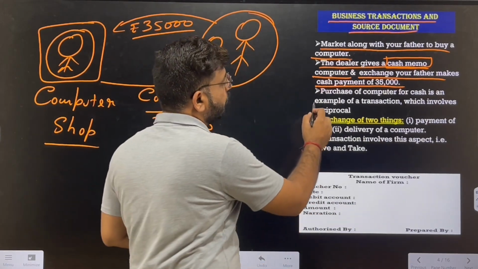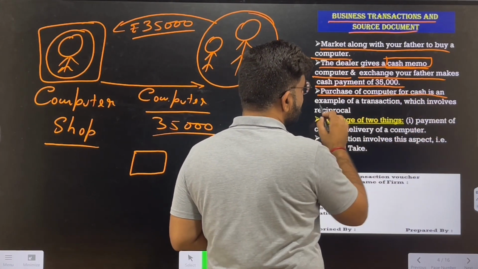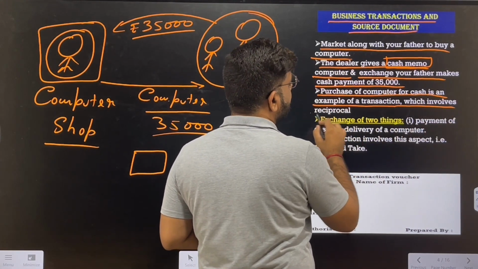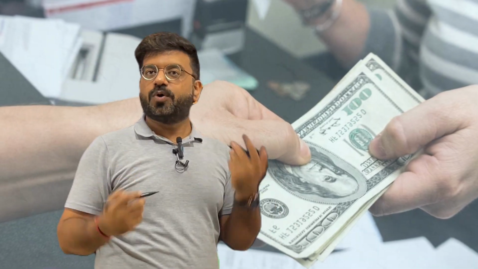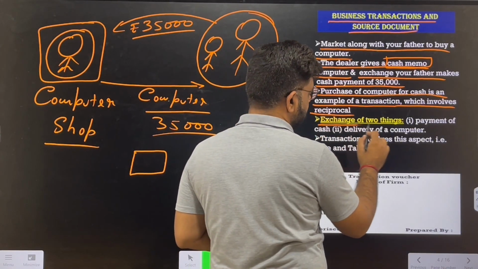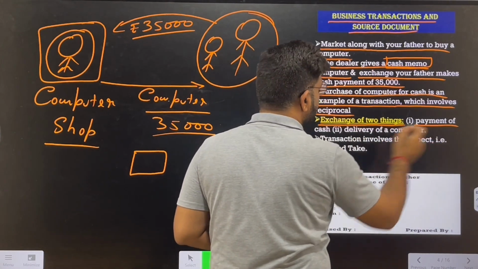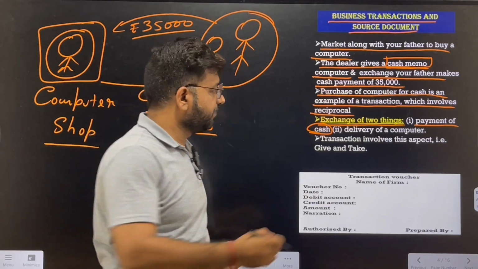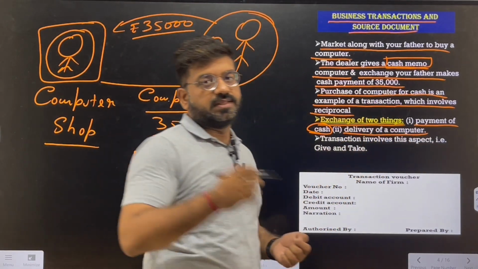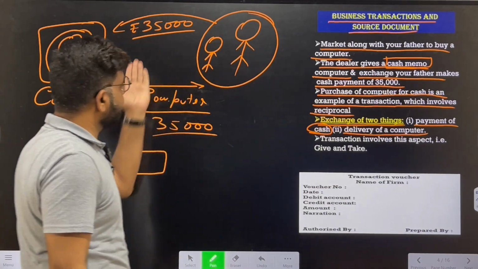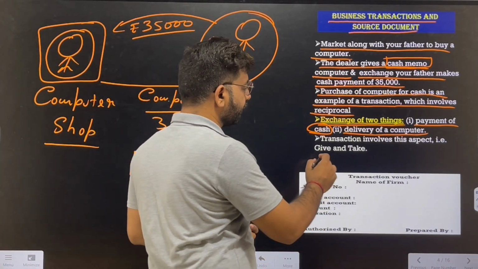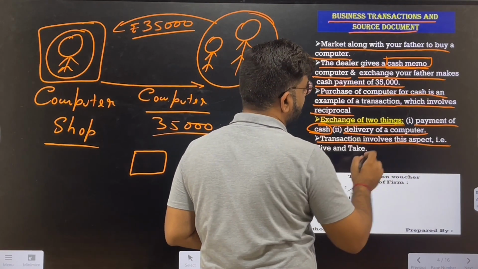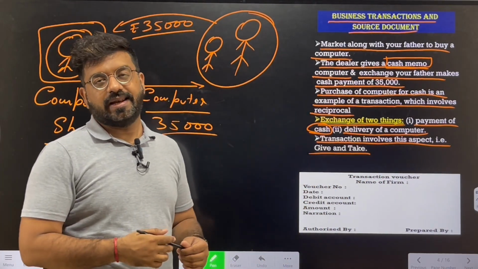So let's see it. Purchase of a computer for cash is an example of a transaction which involves reciprocal exchange. Reciprocal simply means, what does that mean? I am purchasing, so the computer is coming to me, and the cash is going out from me. So it is an exchange of two things. Every transaction will involve two things: payment of cash, as your father paid the cash, and the delivery of a computer, as we have already seen in this example. So the transaction involves this aspect of give and take, which we saw in the previous slide.